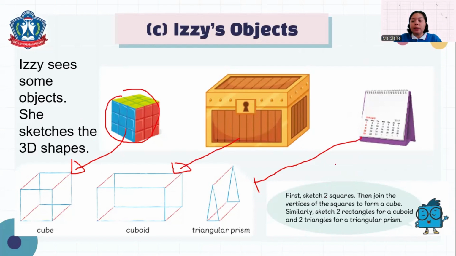So she sketched 2 squares, then joined the vertices of the squares to form a cube. Similarly, sketch 2 triangles forming the cuboid and 2 triangles for a triangular prism. So this is how to sketch a 3D shape.